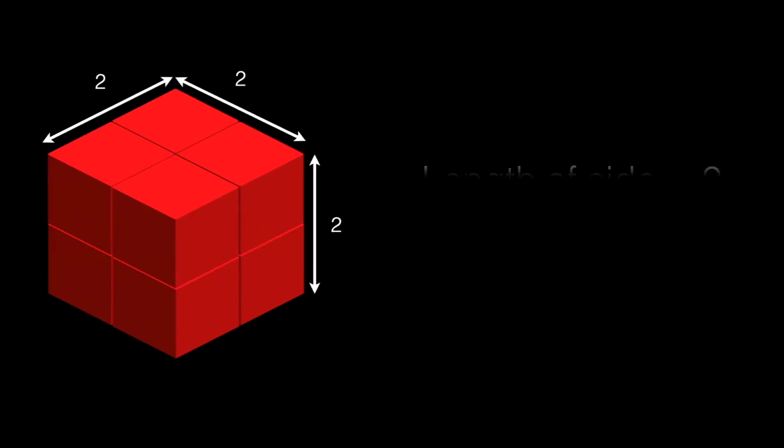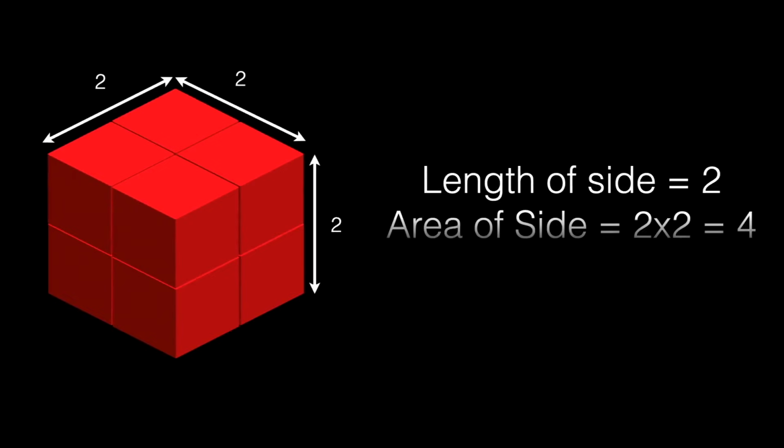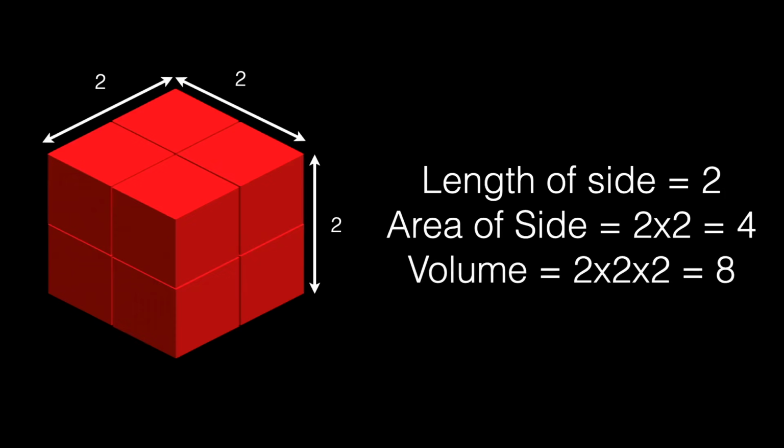Let's double the size of our original cube. We can build our double-sized cube with 1 unit cubes. We now have a cube with a length of 2 units, a width of 2 units, and a height of 2 units. With the length of the side equal to 2, the area of each side is 2 times 2, or 4 square units. And the volume of the cube is 2 times 2 times 2, or 8 units in volume. You saw all 8 drop in when we created this bigger cube.